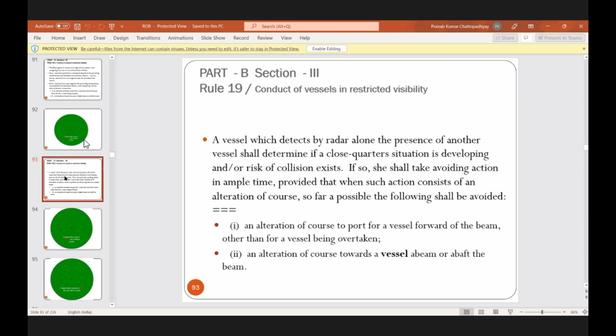As far as course alteration is concerned, as a part of the action, an alteration of course toward a vessel abeam or abaft the beam. Abeam or abaft the beam. So that means all that what was said, without repeating it, it is clearly said that you should not alter course if any action consists of alteration of course.